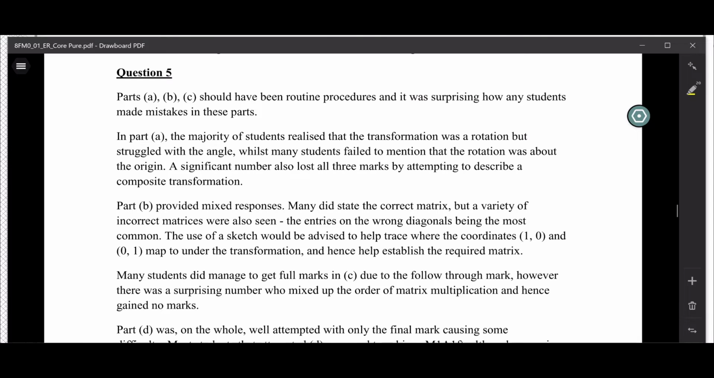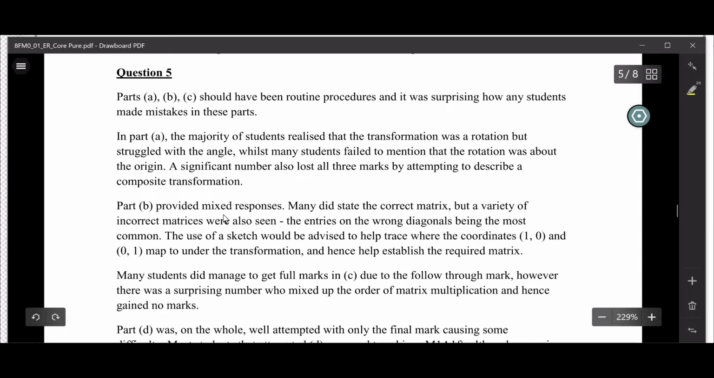Examiner report wise, parts A, B and C should have been routine procedures, and it was surprising how many students made mistakes in these parts. In part A, the majority of students realised that the transformation was a rotation but struggled with the angle, whilst many students failed to mention that the rotation was about the origin. And that's surprising because it's in the formula book. A significant number also lost all 3 marks by attempting to describe a composite transformation.